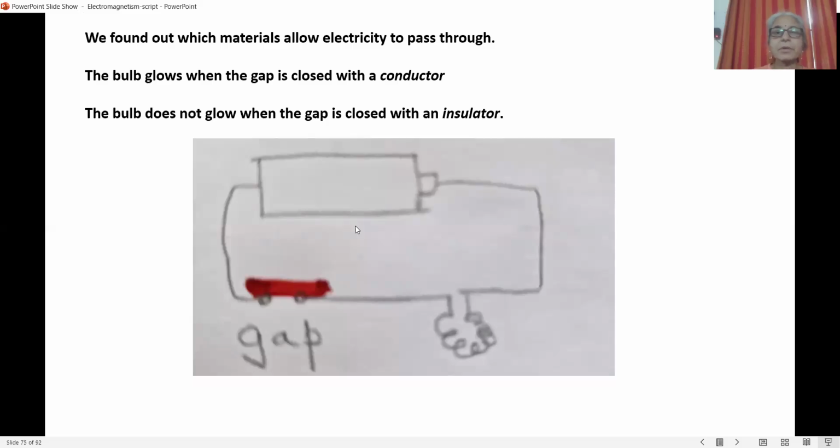In our last video, we used a small circuit like this to find out which materials allow electricity to pass through them and which materials do not. Those that allow electricity to pass through them are called conductors, conducting materials, and those that do not allow electricity to pass through them are called insulators or insulating material.